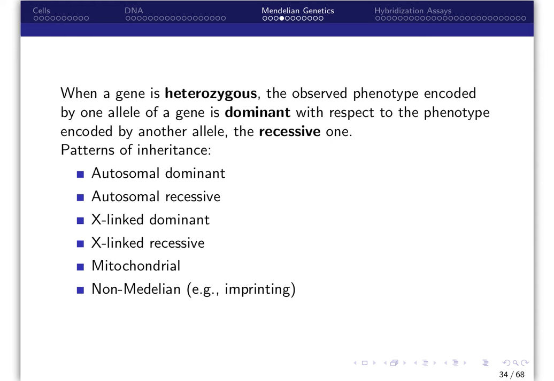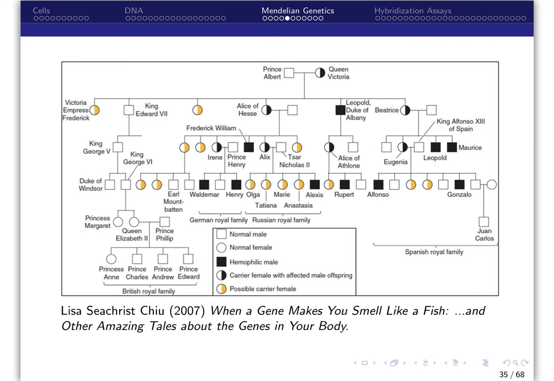When a gene is heterozygous, the observed phenotype encoded by one allele of a gene is dominant with respect to the phenotype encoded by another allele, the recessive one. There are different patterns of inheritance: autosomal dominant, autosomal recessive, X-linked dominant, X-linked recessive, mitochondrial, and non-Mendelian, for example, imprinting. A well-known example of an X-linked recessive disorder is hemophilia, a blood clotting disorder.